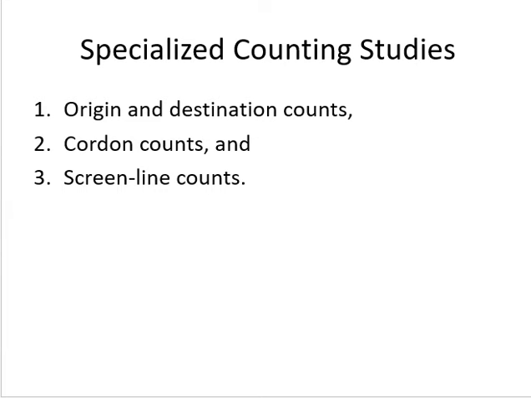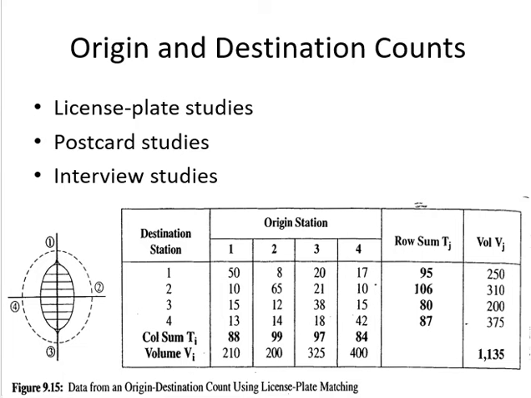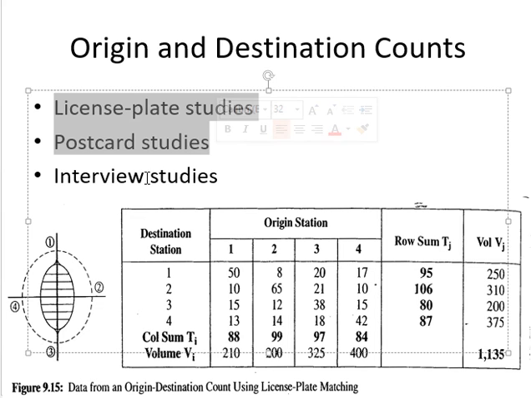Let us start with origin and destination counts, or origin destination studies. Origin destination means that you are trying to find out the origin of the trip and the destination of the trip, the starting zone of the trip and the ending zone of the trip. So we are not looking for the specific address, but we are looking for from which zone of the area the traveler came out and which zone in the end he went into. Now origin destination counts can be done in three ways. You can see the three different methods here: license plate, postcard, interview.